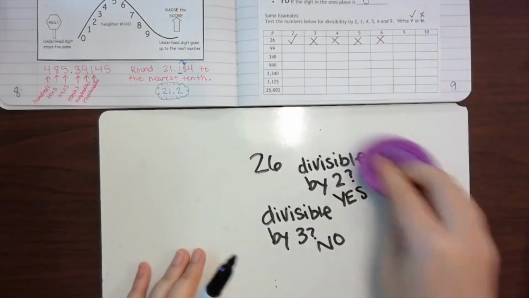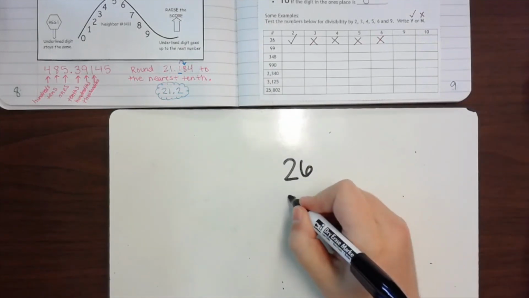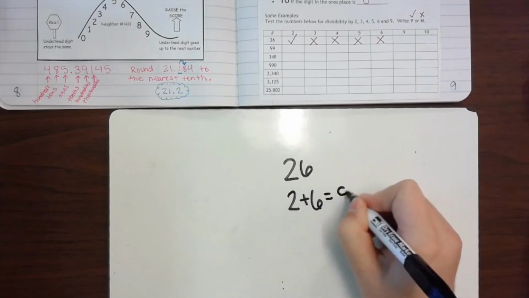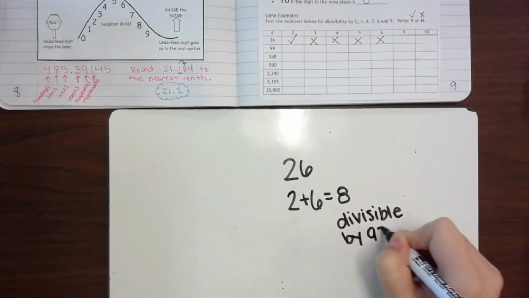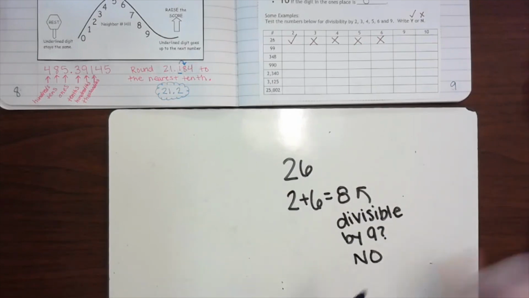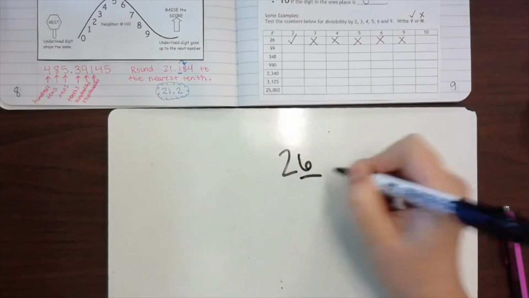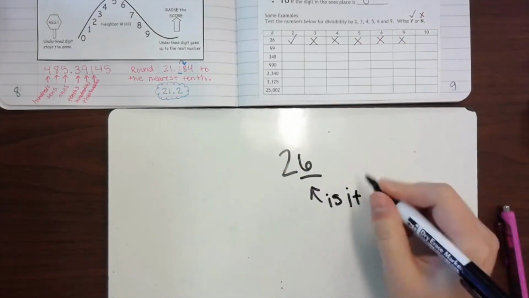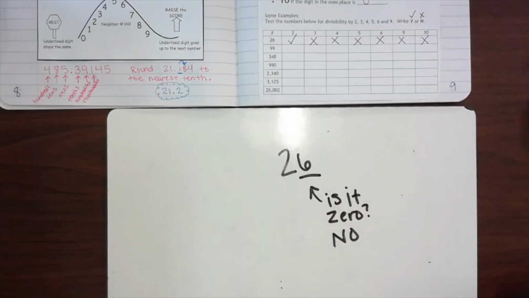To check if it's divisible by 9, I need to add the digits again. I'll add 2 plus 6, and that equals 8. Is 8 divisible by 9? 8 cannot go into 9 evenly, so no, 26 is not divisible by 9. And last, to check if it's divisible by 10, I'll check to see if the last digit is 0. It's not, it's 6, so 26 is not divisible by 10.